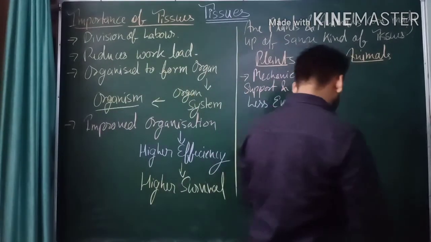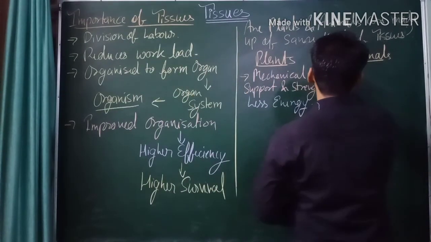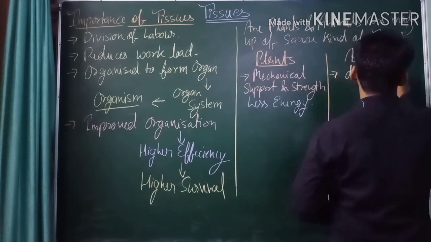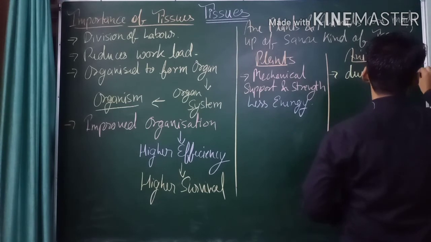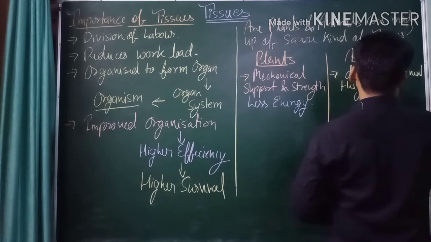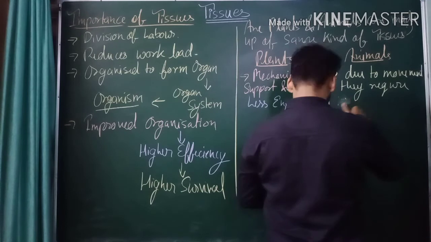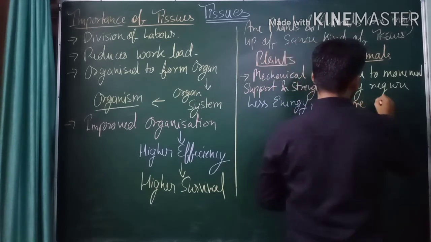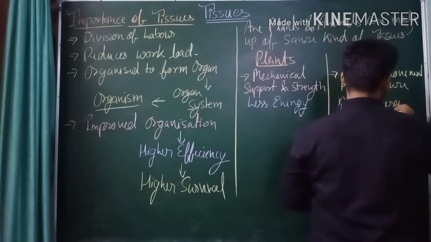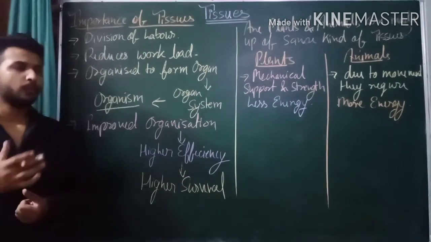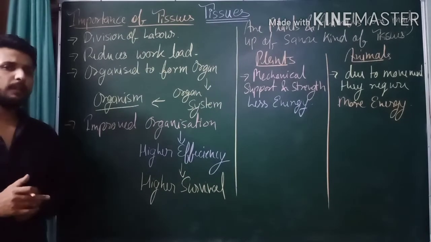In the animal tissue, we can say due to movement, they require more energy. Right? Next, what is the next difference in the plant tissues?